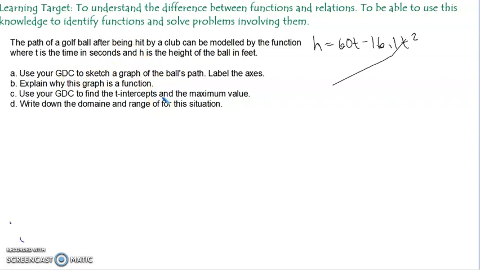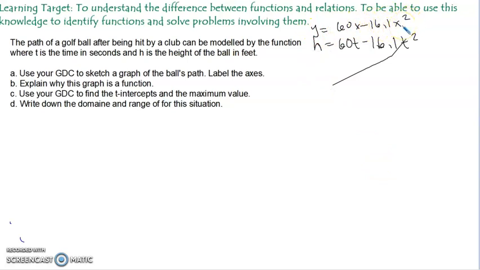So remember when you're putting this in your graphing calculator, start by clicking y is equal to and placing the function there under y1. Also a reminder, even though we have h's and t's here, when you're putting it in the graphing calculator, it's only going to use x's and y's. So place it in as y is equal to 60x minus 16.1x squared.